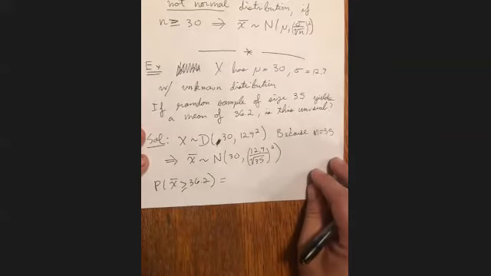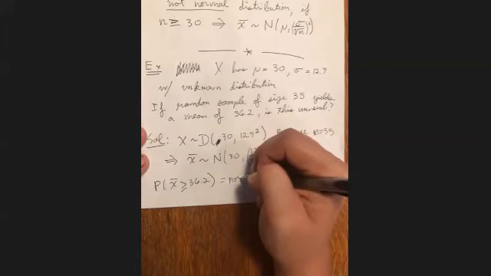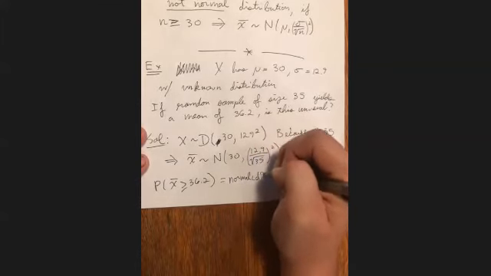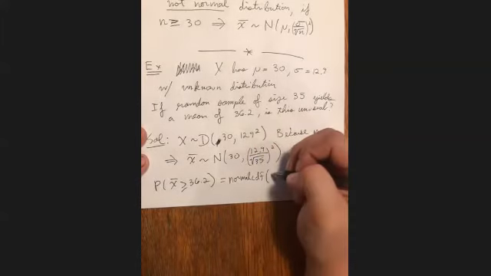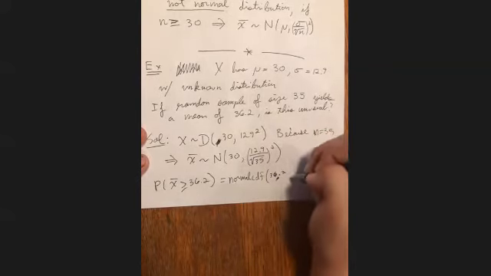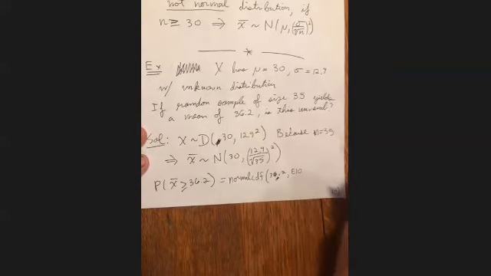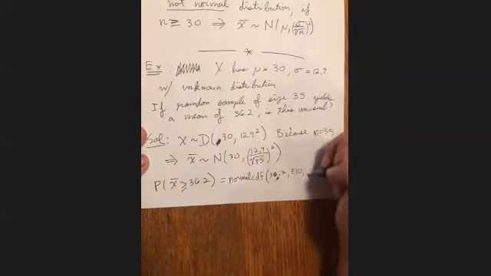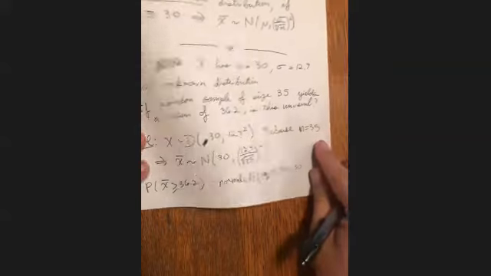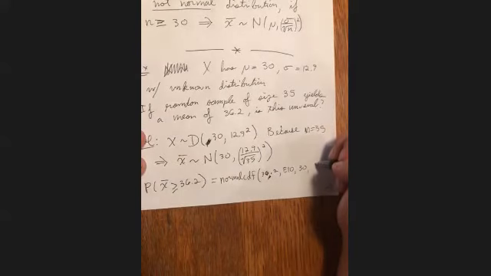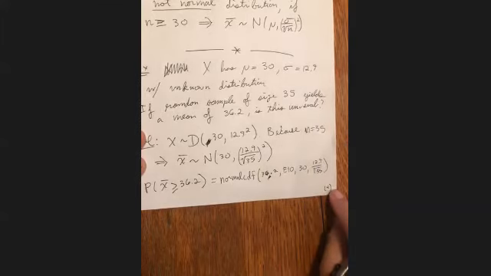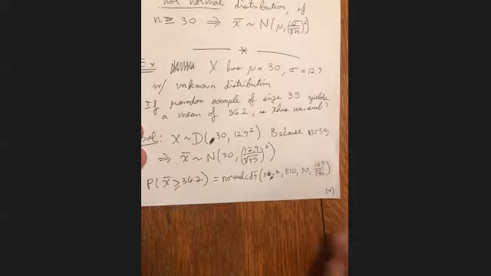Now, since the X bar is normally distributed, yet again, we can use our normal CDF function. The inputs are a lower bound of 36.2, an upper bound of something big enough, E10, a mean of 30, and a standard deviation of 12.9 divided by the square root of 35. So that's all the parameters you need to put into that normal CDF function to use it directly.